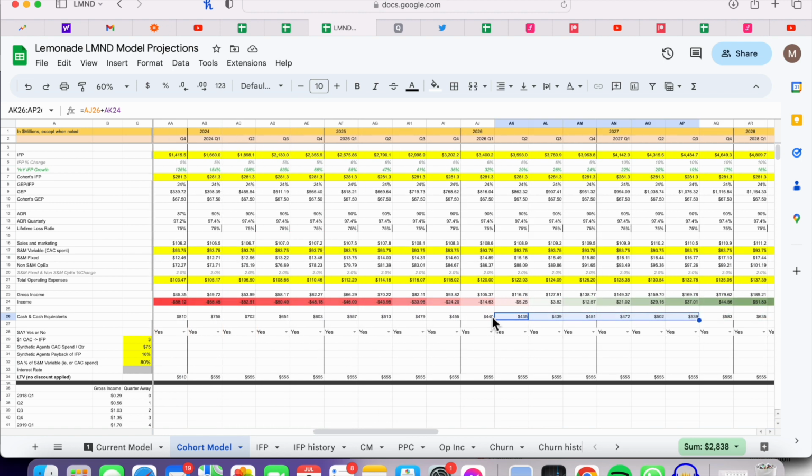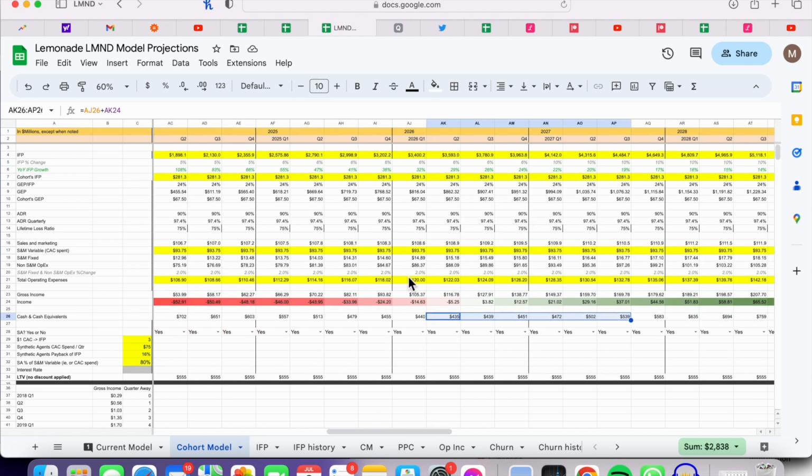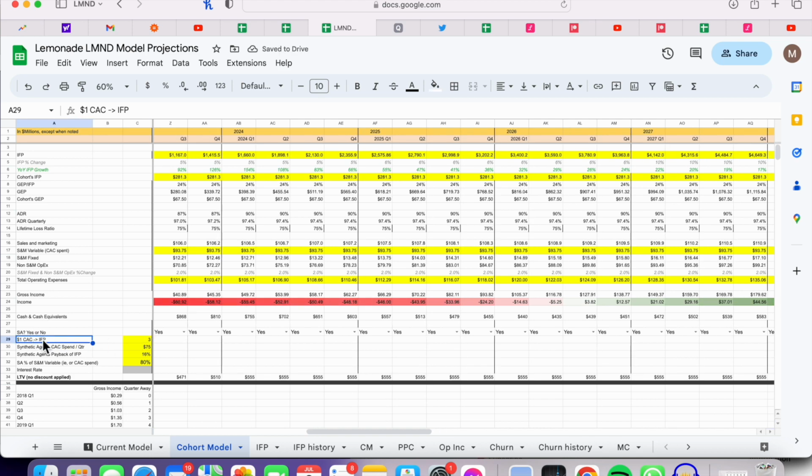Now, all this massive growth assumes they can keep converting $1 of CAC into $3 of IFP. I should actually say $3 there, and $3 of IFP. Oh, never mind, it's right here, $3 of IFP. I'll put a blank. Sorry about this. There we go. Another guy with $3 of IFP.